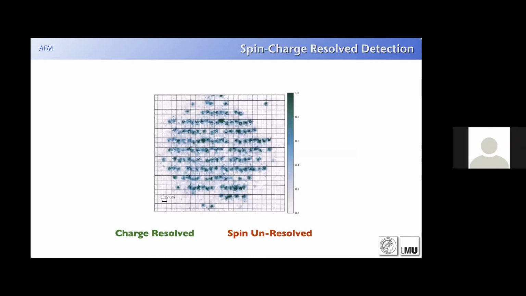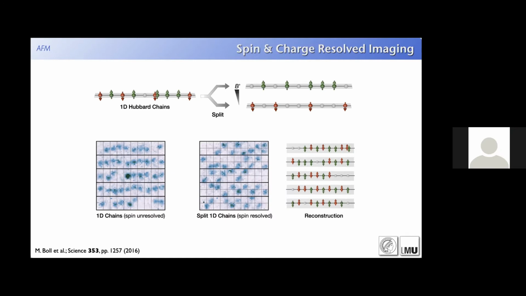So you have... can I add something? Yes, please. Okay, in the spin unresolved picture, it seems that in the second entry of the first row, you have something, but then in the spin resolved, when you do the double well, there's nothing. So why does this happen?